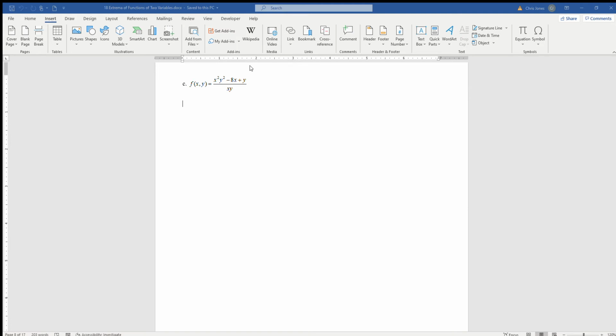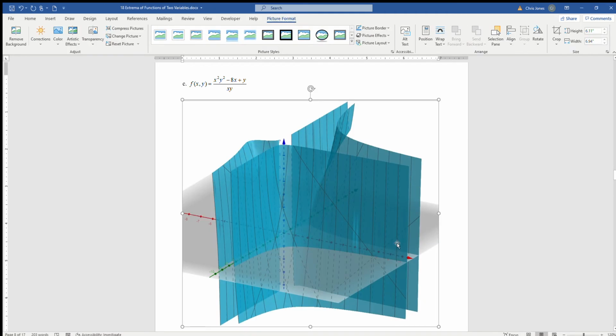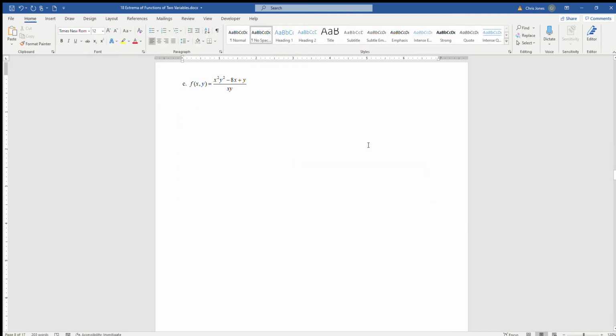Because if we were just to use the graph of this thing, then unfortunately this is what we would end up with. And unfortunately from the graph, even by rotating it, it's very difficult to see any max, min, or saddle points. So that's why we have to rely on the analytic calculus to be able to help us out. Now fortunately, this one's not too difficult.